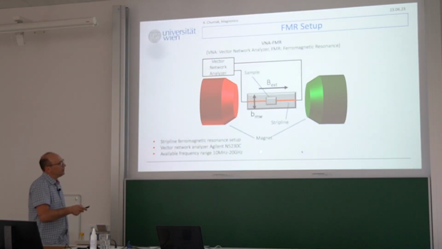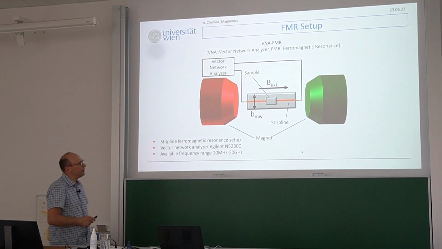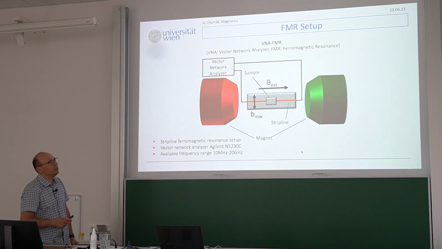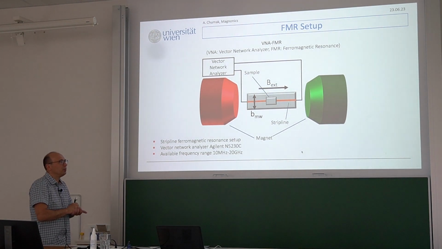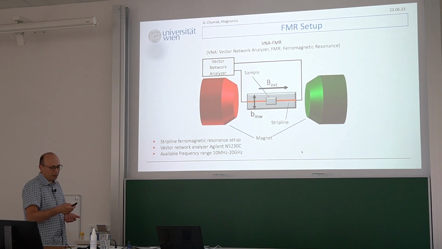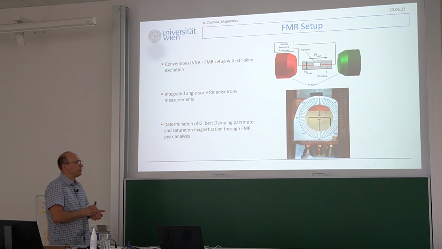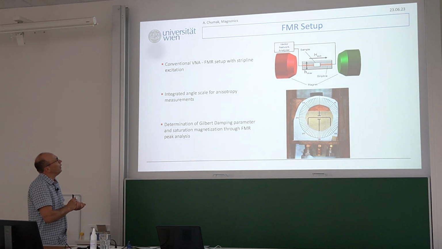So we use this Agilent VNA in the frequency range up to 20 gigahertz here. In case of need, we move up to 40 gigahertz with another setup, and the maximum we can measure is 70 gigahertz with a third VNA.